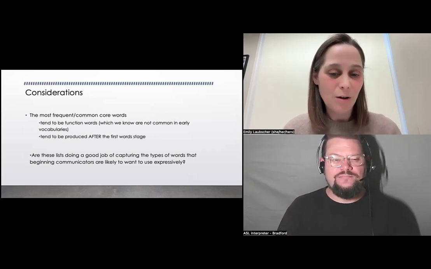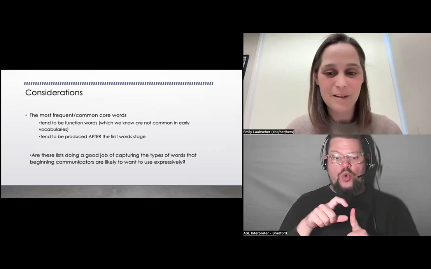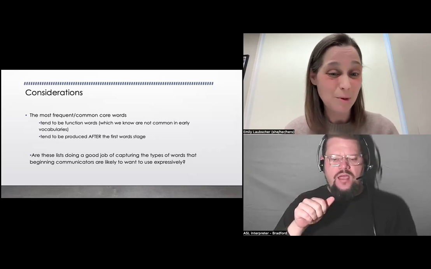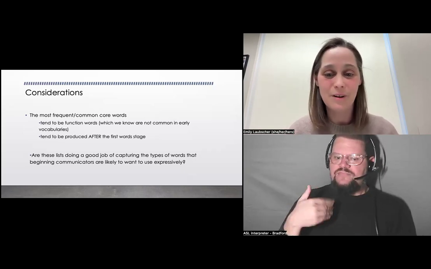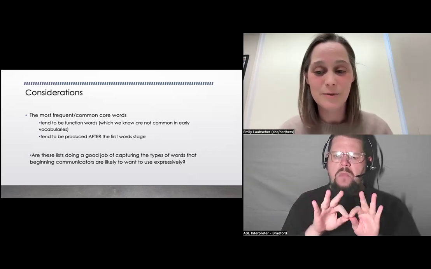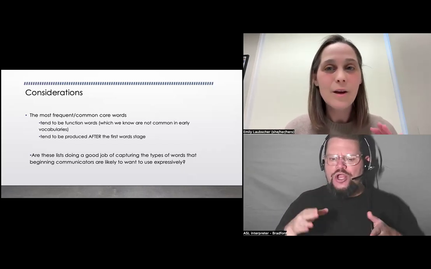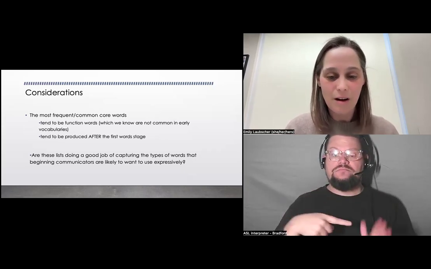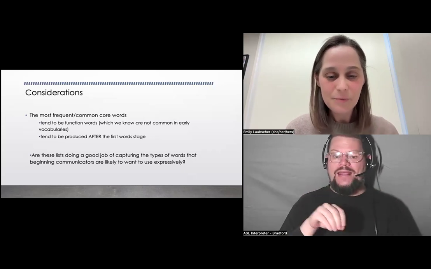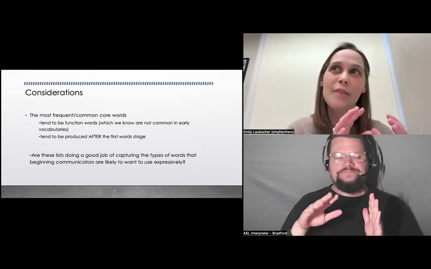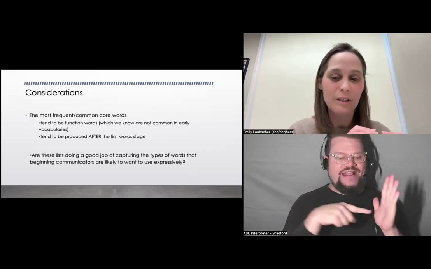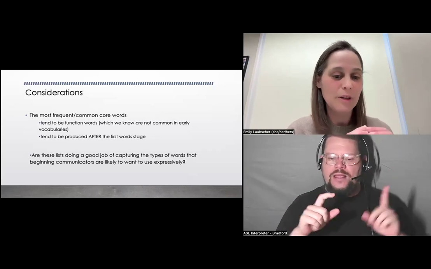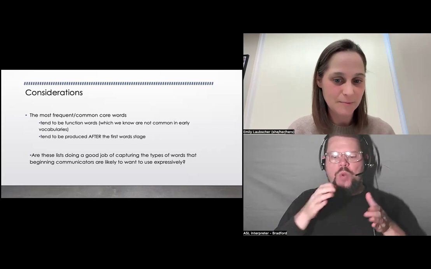So does that mean that all core words are inappropriate for beginning communicators? Well, no, definitely not. In fact, the words dad and mom appeared on most of the core word lists, and those are obviously incredibly important and useful words for beginning communicators. But what these data do suggest is that the words these lists are doing a really good job of capturing are not necessarily words we would expect a beginning communicator to express.